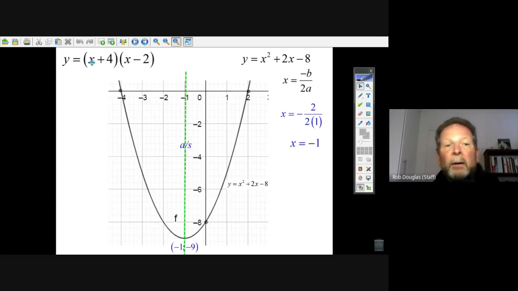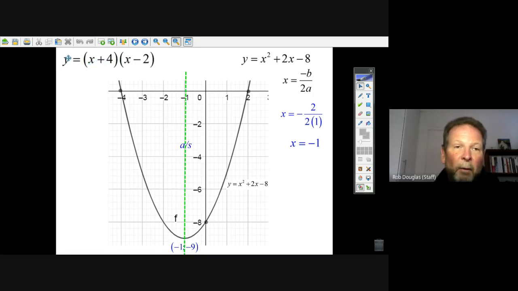If you had a question like this and you were just asked to sketch it, this is a parabola. I can see x plus 4 times x minus 2. If I multiplied it out, it would be x squared plus 2x minus 8. This is standard form. But when it's given in this intercept form, if you let y equal 0, you're looking at the answers for the x-intercepts.